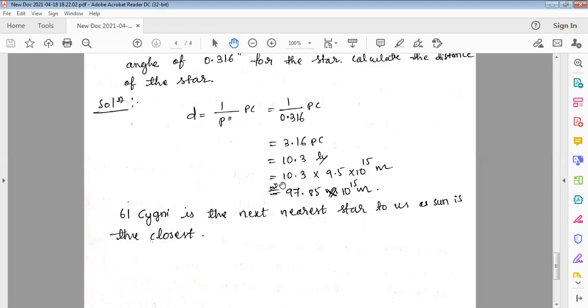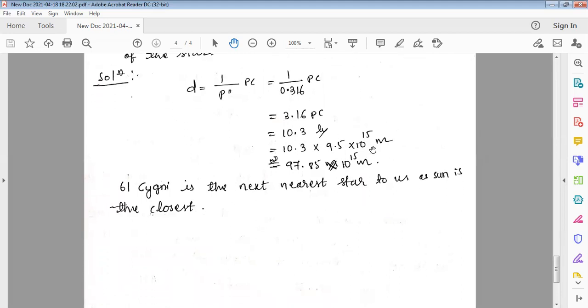Or you can express this distance in meters, then you multiply by 9.5 times 10 to the power 15. So it gives 97.85 times 10 to the power 15 meters. So the distance of the star 61 Cygni is this much. It is calculated simply; it is the approximate one, not the accurate one. 61 Cygni is the next nearest star to us, apart from the Sun. The Sun is the closest one.